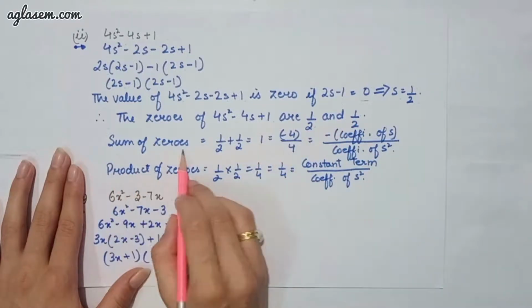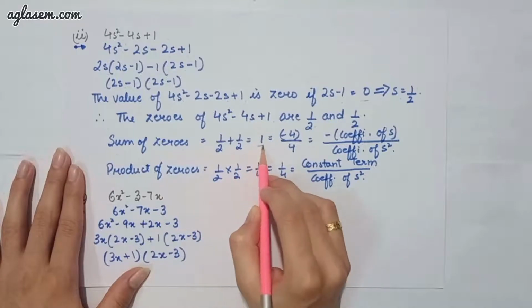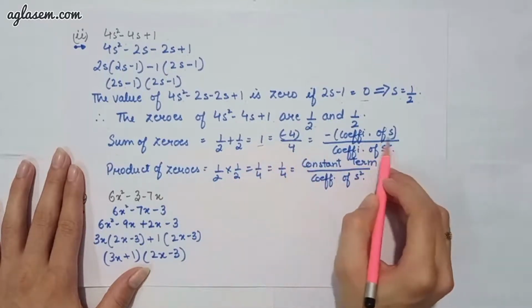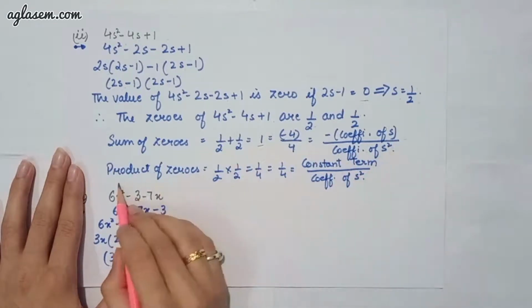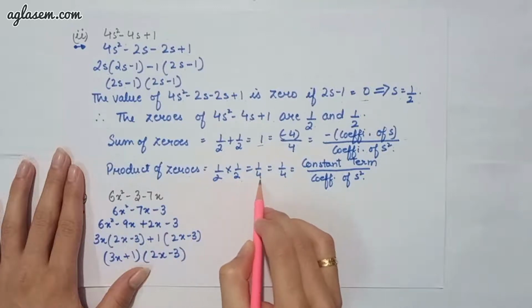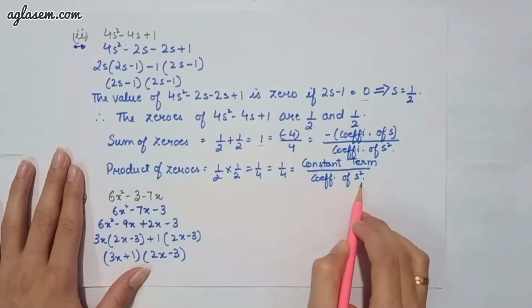That is, the sum of zeros is 1 upon 2 plus 1 upon 2, which will give you 1, and which is equal to minus minus 4 divided by 4. That is the coefficient of s divided by coefficient of s square. Again, the product of zeros will be 1 upon 2 into 1 upon 2, that will give you 1 upon 4. Constant term divided by coefficient of s square.